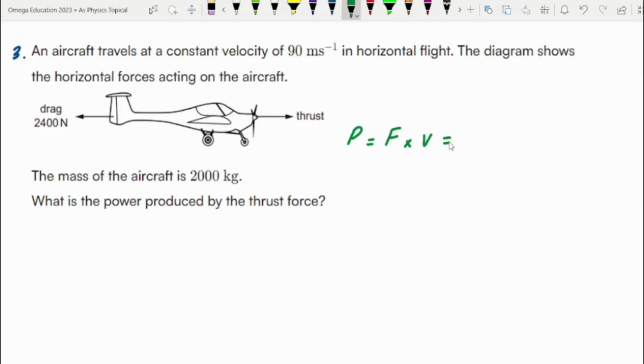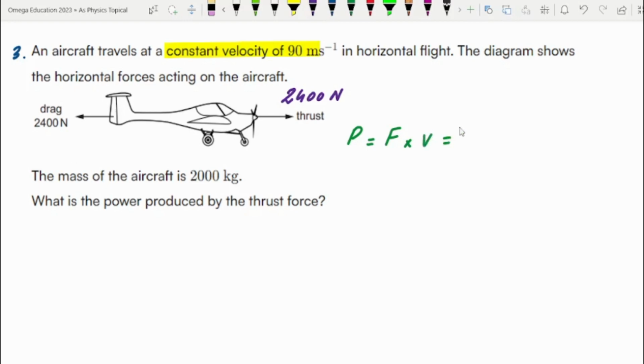So what is the forward force that needs to be there, since you're moving at constant velocity? And the frictional force or the air drag is 2400. So the thrust has to be 2400 as well. So whatever the backward force is, the same has to be the forward force, and whatever the downward force is, the same has to be the upward force. But we're just looking at horizontally, because we need to find the power produced by the thrust force. So the upward and downward forces are balanced, and the backward and forward forces would be balanced.